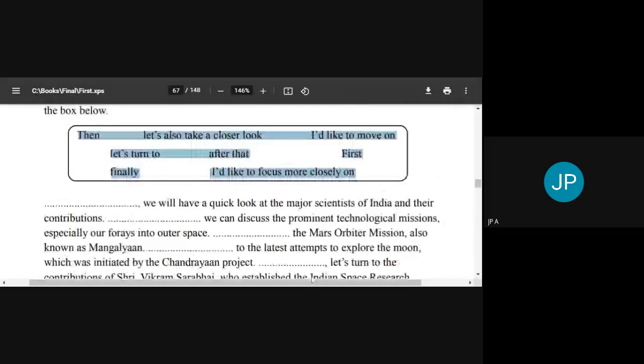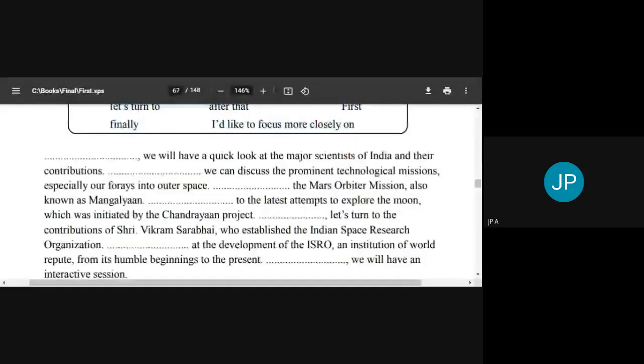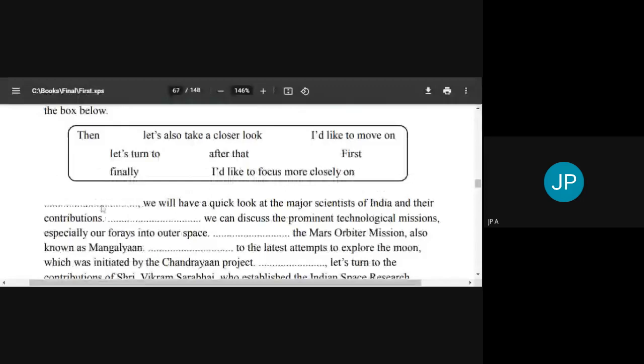For example, when you begin a presentation, the connecting word that we use will be first. First is the connecting word we will use. So first we will have a quick look at the major scientists of India and their contributions.